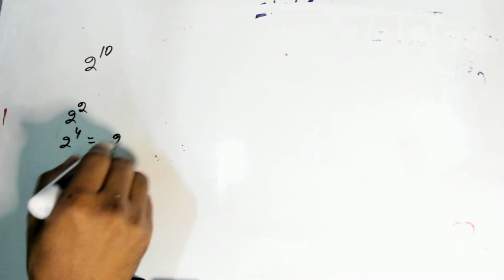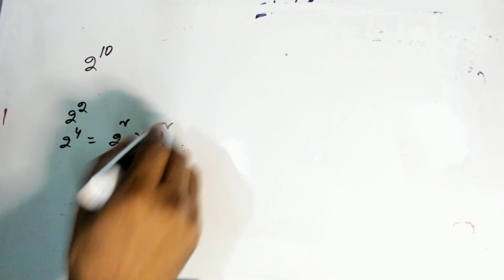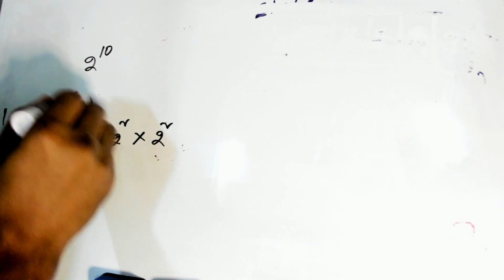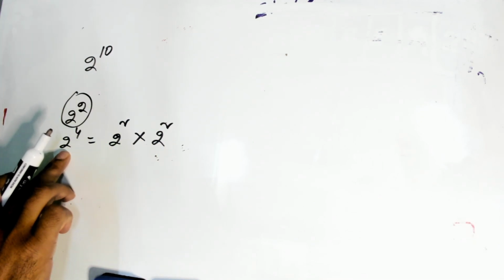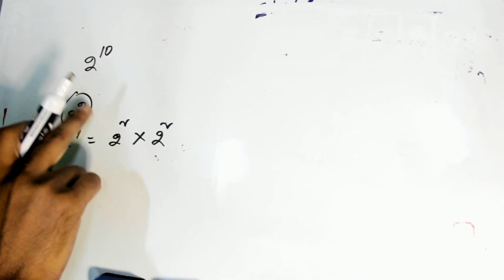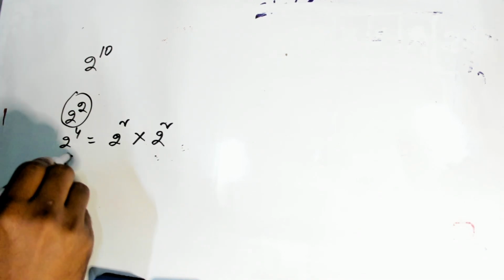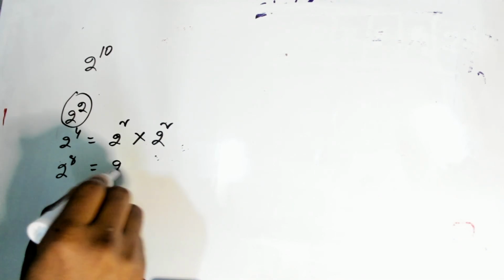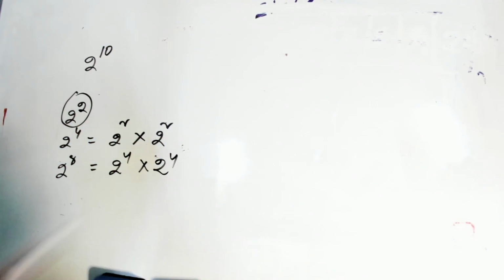For example, the trick is, we need to calculate 2 to the power 10. Now, if we calculate 2 to the power 2, then 2 to the power 4 will be 2 to the power 2 times 2 to the power 2, right? So if we calculated 2 to the power 2, we don't have to recalculate 2 to the power 4, we just get 2 to the power 4 by multiplying 2 to the power 2 with itself. Same way, if you want to calculate 2 to the power 8, it will be 2 to the power 4 times 2 to the power 4, right?